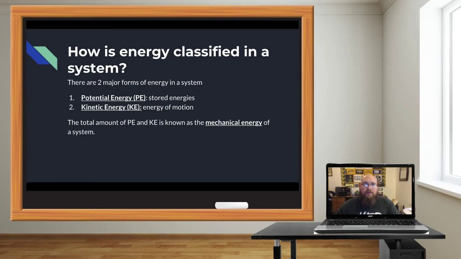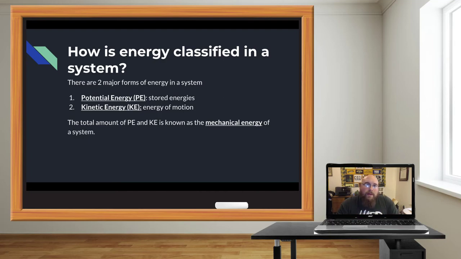So now that we understand what energy and systems are, how is energy classified in a system? Well, there are two major forms. We're already aware of these: potential energy, or PE, and kinetic energy, or KE. Remember that potential is stored energy. That is pretty major. You might want to make sure that you write that down. As well as kinetic energy is the energy of motion. I would definitely write those two things down so that you don't get them crisscrossed.